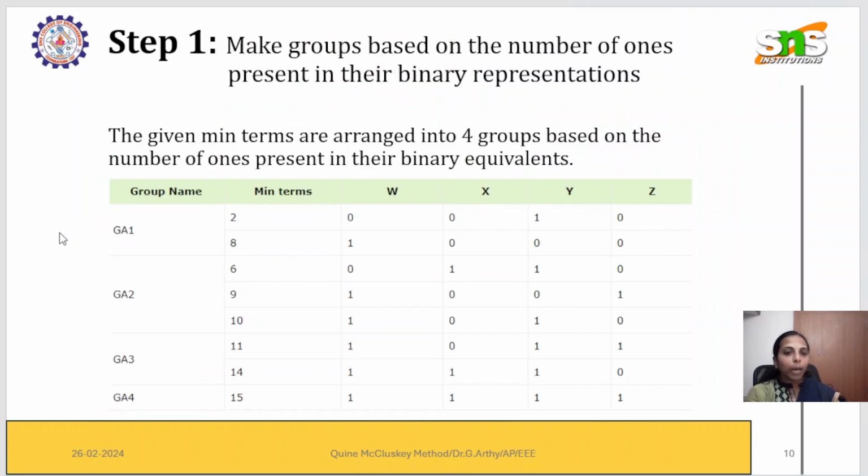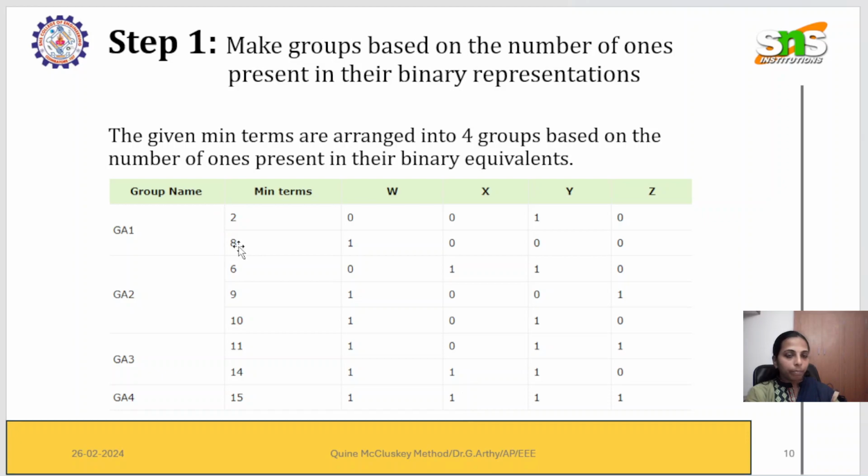Similarly, after comparing 2 with all the others, we then have to compare it with 11, 14 and 15. This cannot be formed into a group, because when I compare 2 with 15, there is a bit change, and again X is also varying. So if 2 bits change, then it cannot be considered to form a group.